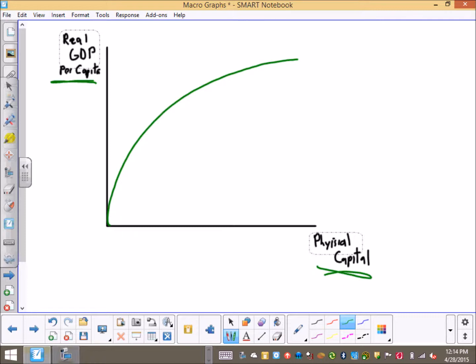Produce more real GDP. So if I start giving you tools, you'll produce more as we go up this graph. Now I give you even more, will you be able to produce more per person? Yes, you will. But we're going to start to have what as we move on? Diminishing returns. Diminishing returns, very good.